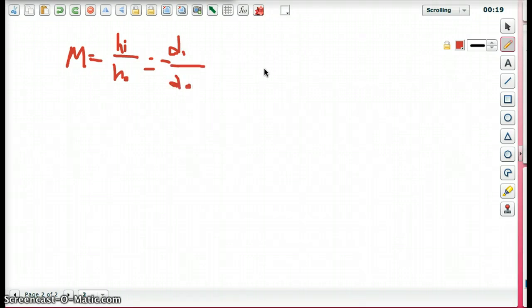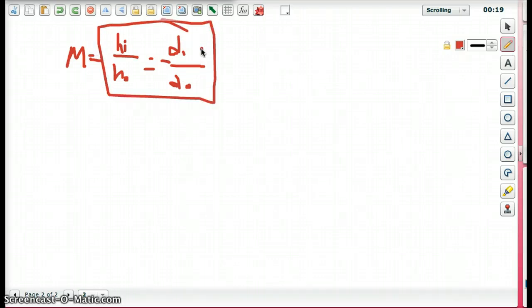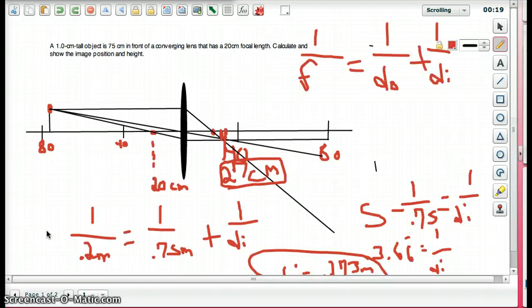And so we know 3 out of 4 of these right here. We know the distance of the image, we know the distance of the object, and we know the height of the object. And now we're just solving for the height of the image. So let's plug in. We're solving for h_i. We know that h_o is 1 centimeter, so 0.01.